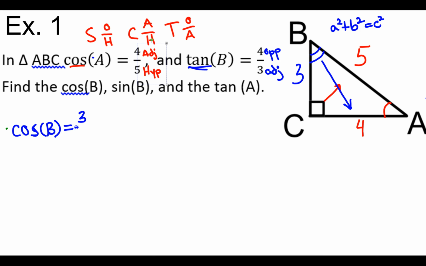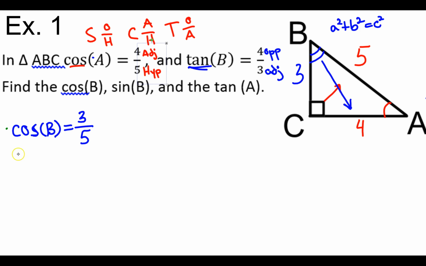3 is adjacent to b. And then what is the hypotenuse? Well, that's going to be 5. So the cosine of b is just 3/5. So that's that one. That's all we need to do. It's not asking us to find anything else. It just wants us to find that ratio that the cosine of b is.